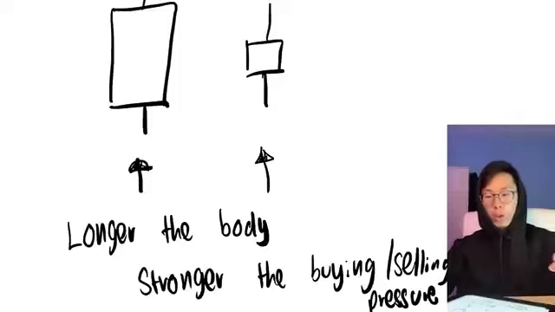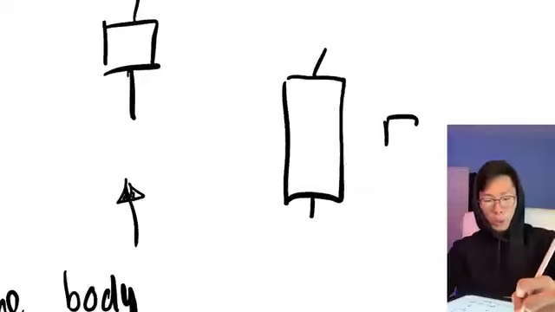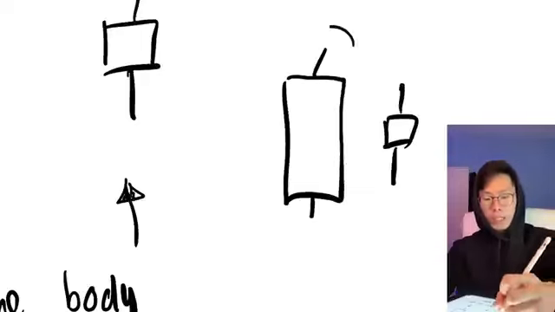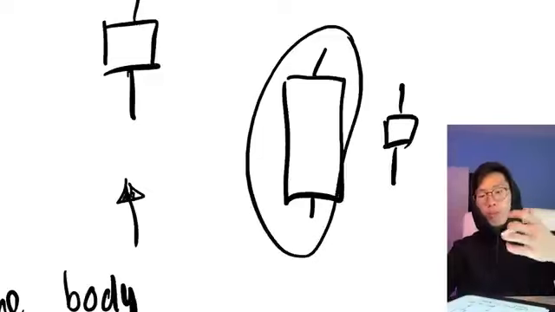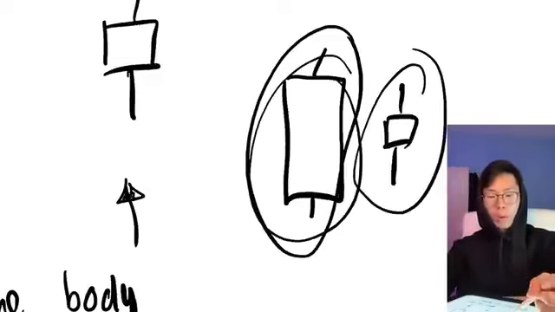I want you guys to note that the longer the body, the stronger the buying or selling pressure. So if you see a long candlestick like this compared to a short candlestick like this, obviously this one has more power, more volume inside the market. There is more momentum compared to this small little body right here. That's why you need to pay attention to the length of the candlestick body. It tells you a lot of the story and everything you need to know about price currently.